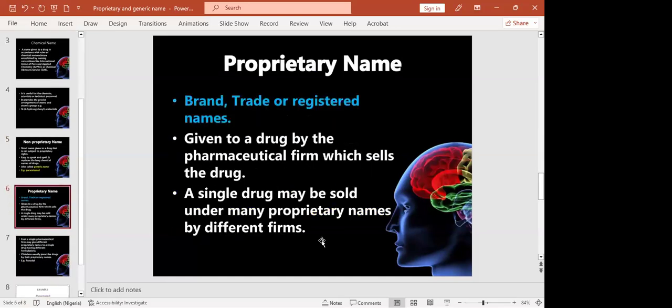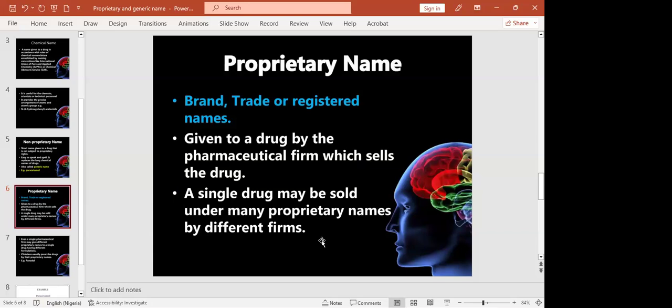So this then leads us to the proprietary name. The same way I said Temi can make her own vitamin C and call it Temi C. Proprietary names are owned by brands, by trademarks, or by registered pharmaceutical companies. So it could be a brand name, a trade name, or a registered name. It is given to such a drug by the pharmaceutical firm which sells the drug.